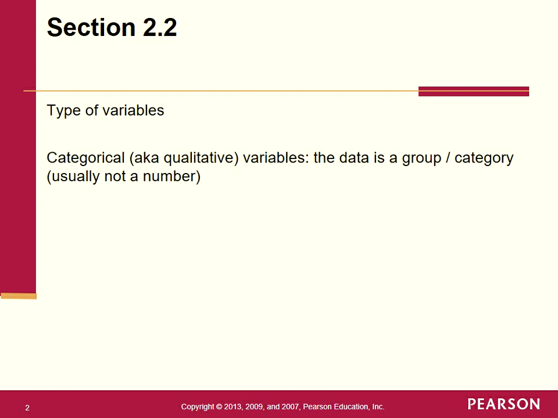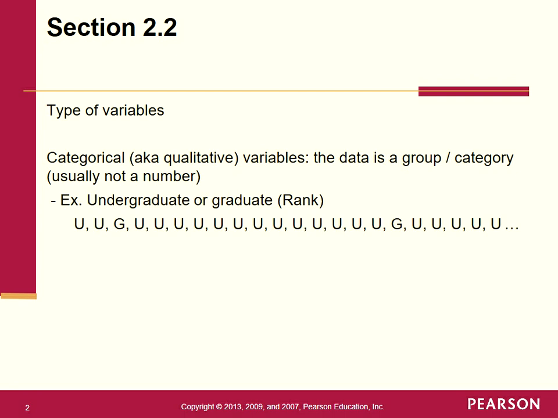A categorical variable, the data is a group or category, so it's usually not a number. It could be. We're going to go over that in a little bit, but let's keep it broad at this point. When we talked about undergraduate, graduate, that would be a categorical variable. Or you could ask a person, "Are you an undergraduate student?" and they would answer yes or no. Still categorical, right? Or you could ask, are you a freshman, sophomore, junior, senior? What's their rank there? All categorical.